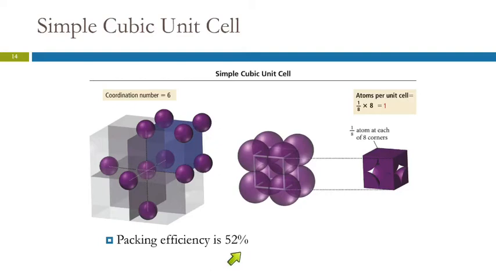The packing efficiency is 52%. That can be calculated by calculating the volume of one atom and the volume of the cell. And it's the part over the whole times 100. So 52% of this is occupied by atom and 48% is empty space.